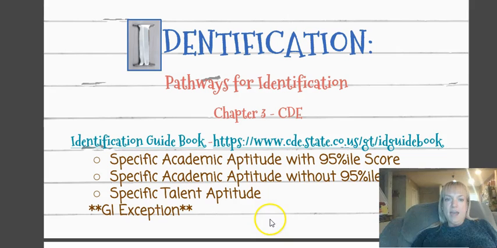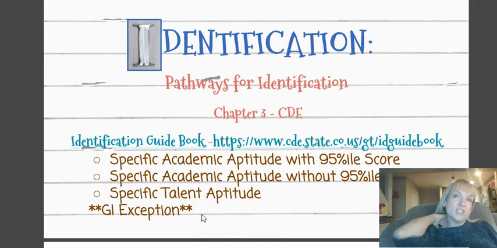And then last and very, very importantly is that GI exception. So you could have a student for a variety of reasons, including maybe being an English language learner, having a twice exceptionality, where they might have that cognitive score, like CMAS or NNAT, that says they're at the 98th percentile, but nothing in terms of academics.